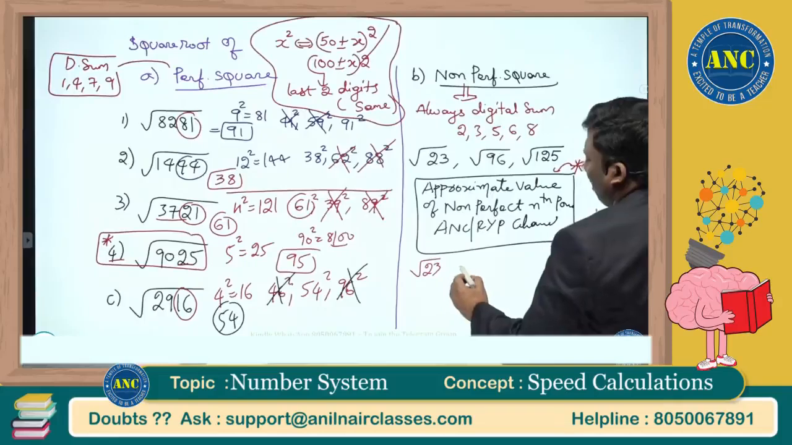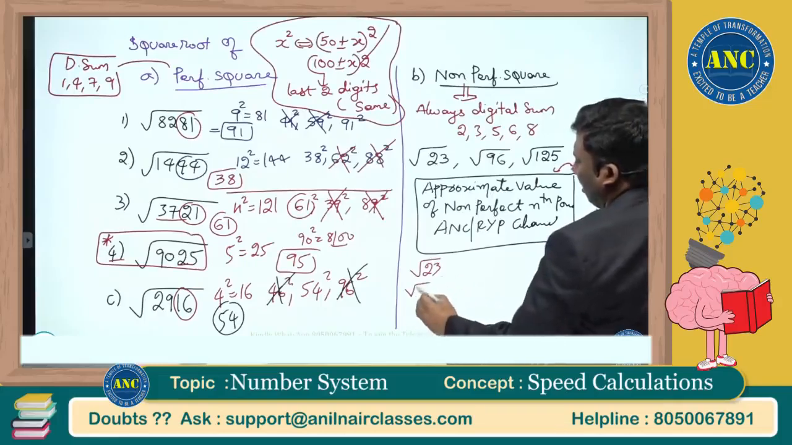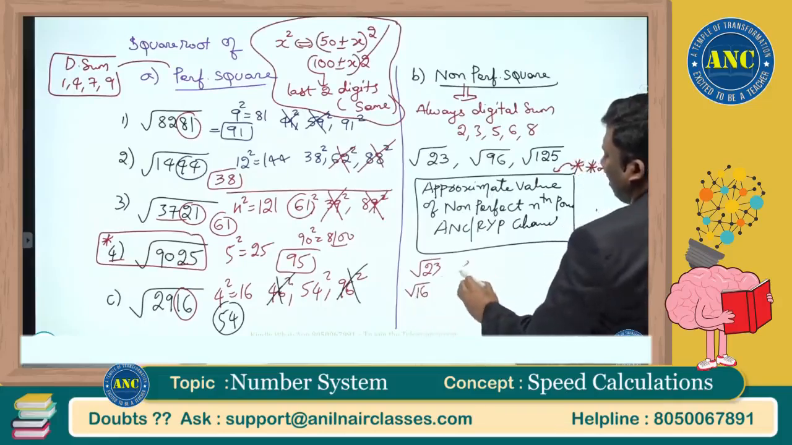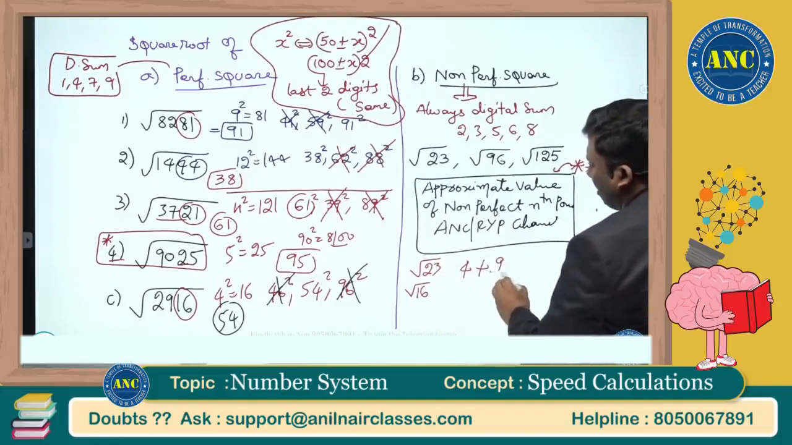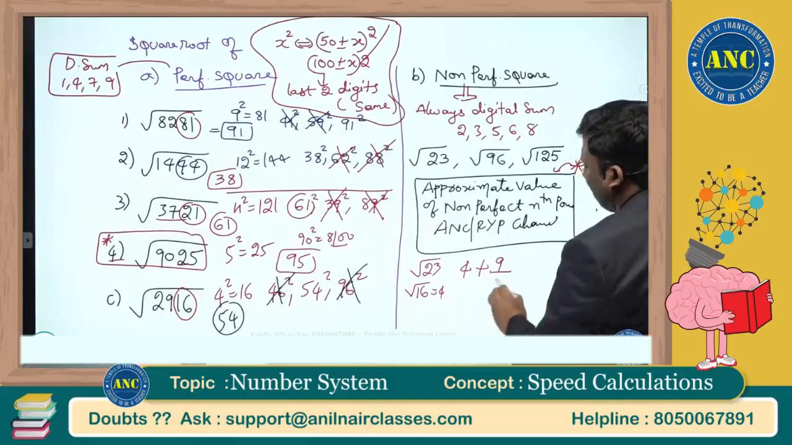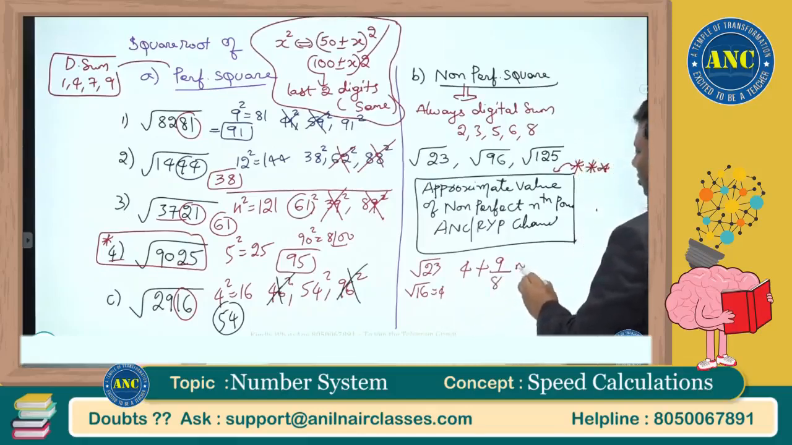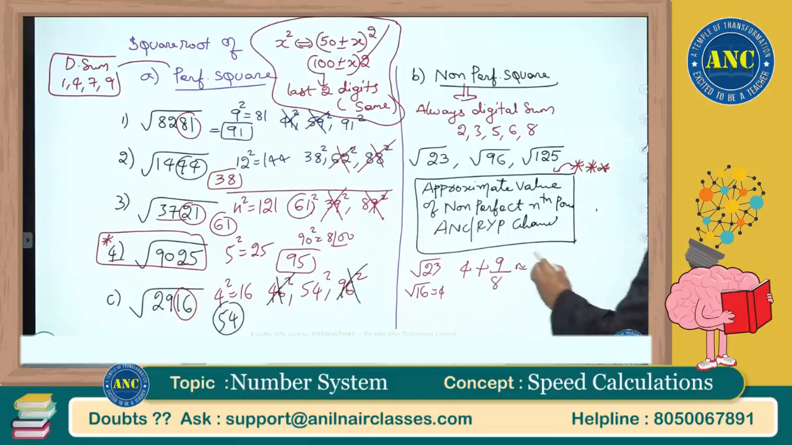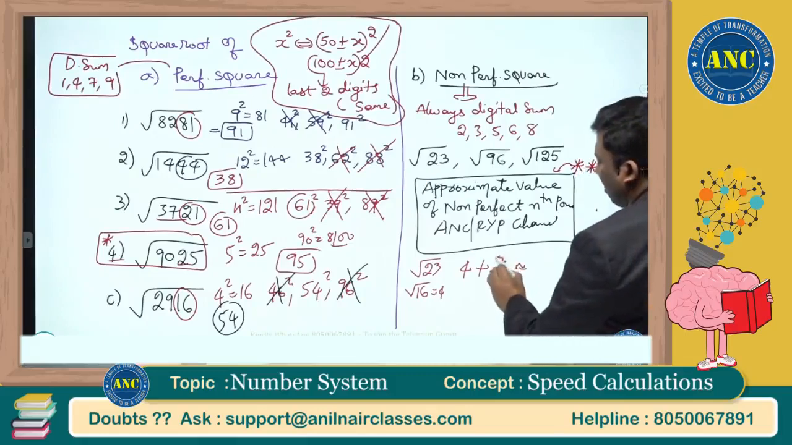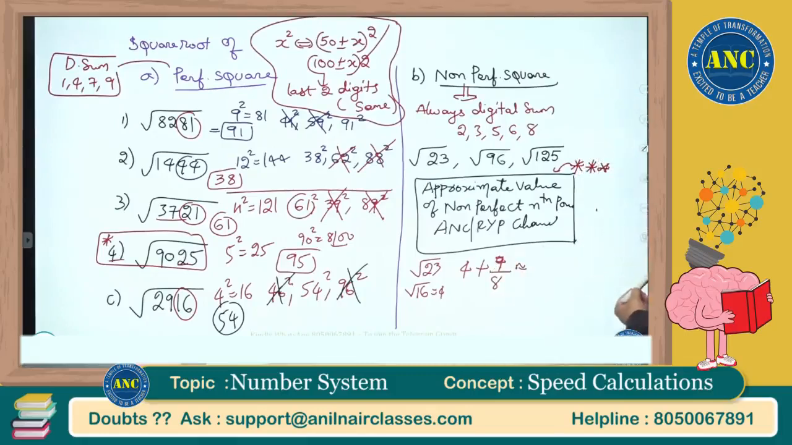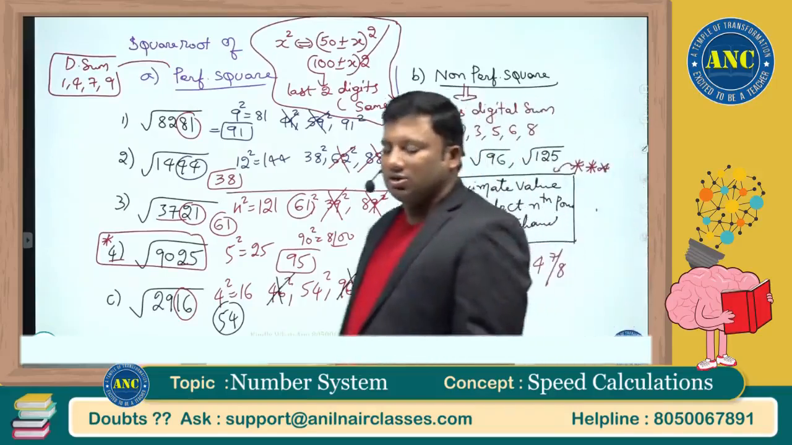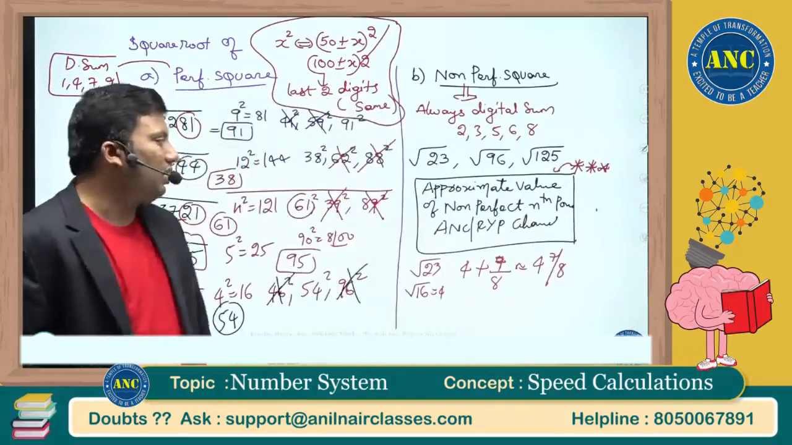Root 23 is greater than root 16. So the answer will be 4 plus 23 minus 16, which is 7, divided by double this value, 8. So the answer is closer to 4 and 7 by 8.